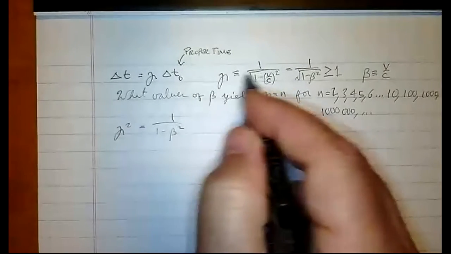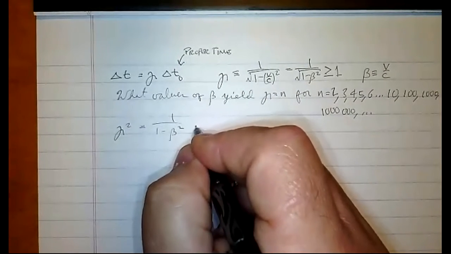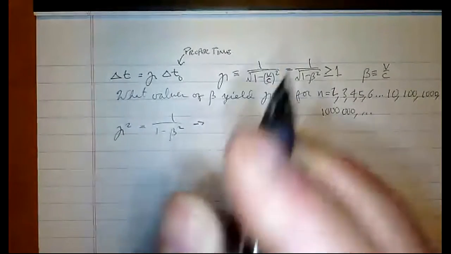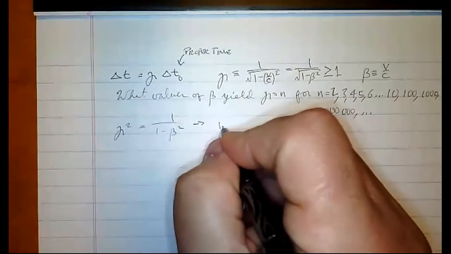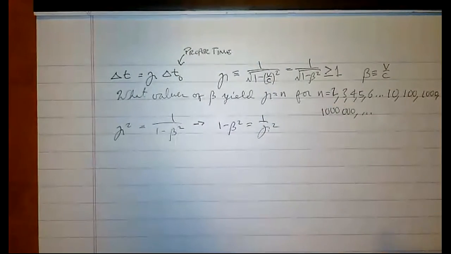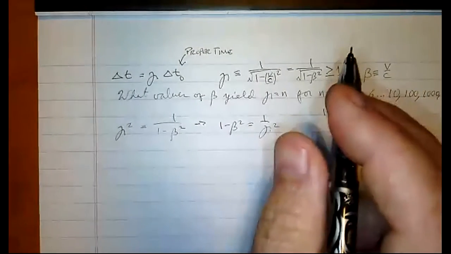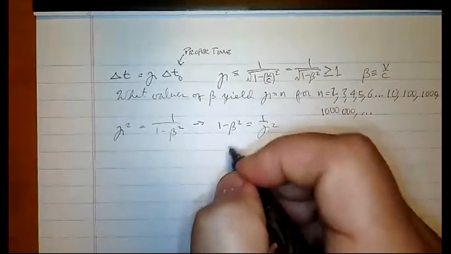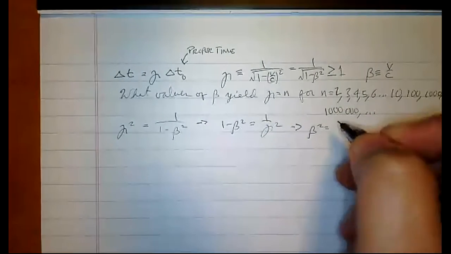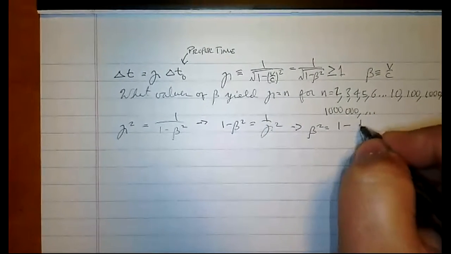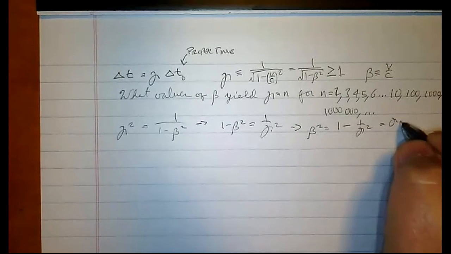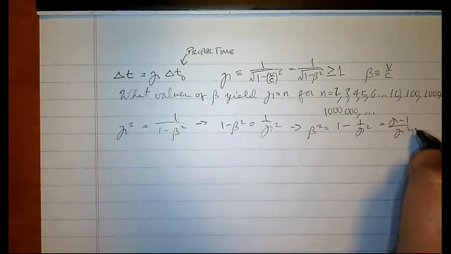That's what happens when I square both sides. Now I'm going to multiply both sides by 1 minus beta squared and by 1 over gamma squared. So I get 1 minus beta squared is equal to 1 over gamma squared. Now I'm going to solve for beta, and I get beta squared is equal to 1 minus 1 over gamma squared, which you can also write as gamma squared minus 1 over gamma squared.